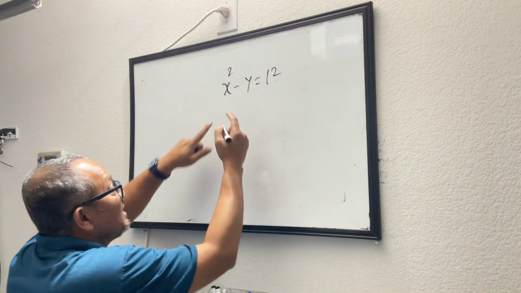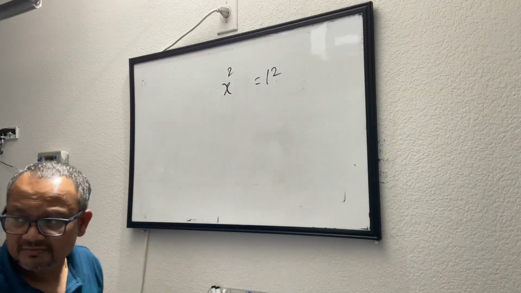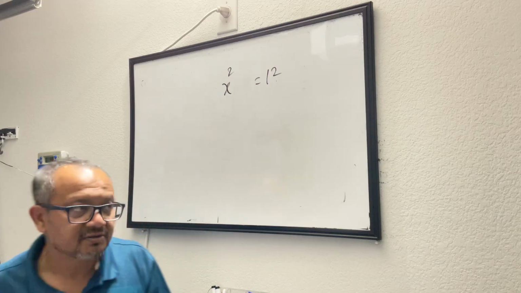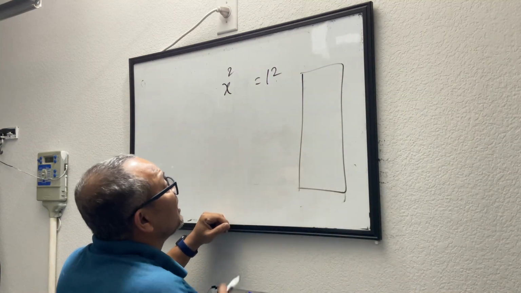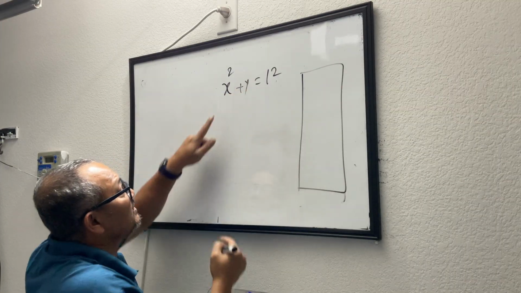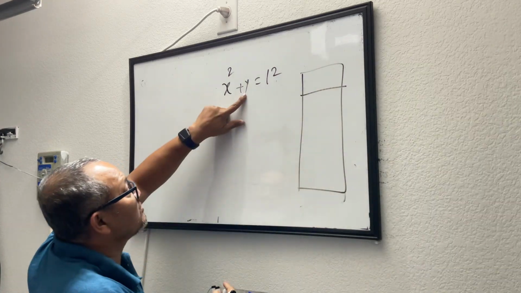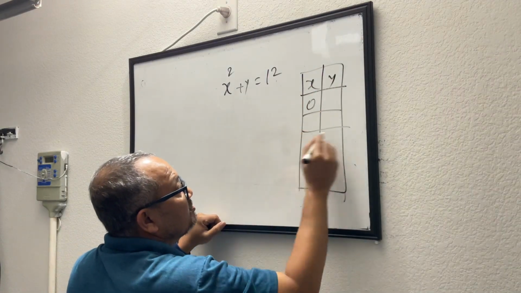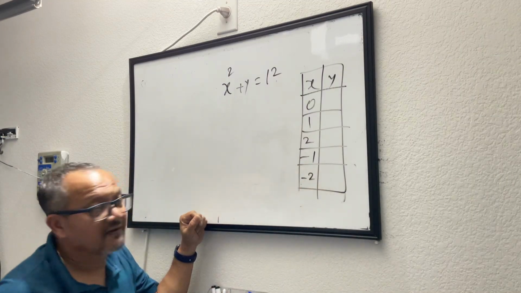Let's say I have an equation x square equal to... Only one variable, but the power is 2. This is not going to draw a straight line for me. Let's look at it. No, I will put 2 variables because one variable will give me 2 values but there is no y value. So let me keep it this way: x squared plus y equal to 12. x, y: 0, 1, 2, minus 1, minus 2. I'm taking 5 values of x.